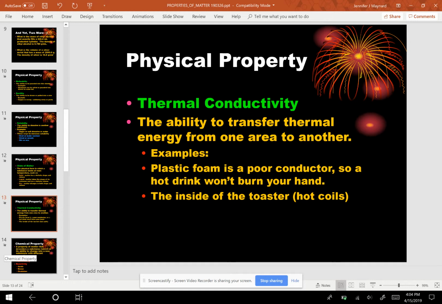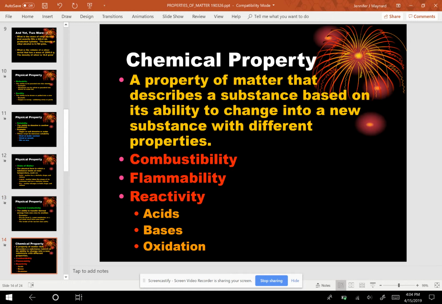So if we have physical properties, we have chemical properties. Let's get ourselves a definition first. A property of matter that describes a substance based on its ability to change into a new substance with different properties. And that's really the key in anything chemical: it has different properties. It changed into something new.